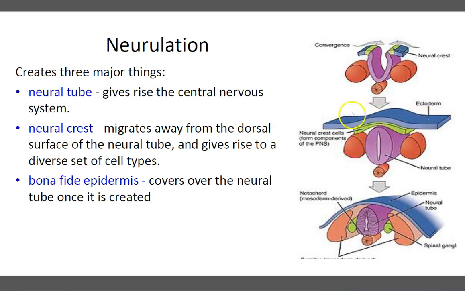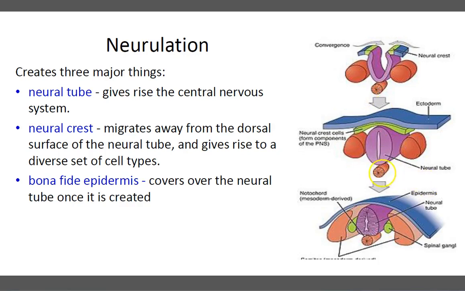So now the ectoderm is a complete epidermis. And then below that, you have the neural crest, which will become part of your peripheral nervous system. And then below that, you have the formation of the neural tube, which will form your spinal cord later on. The notochord is not part of your central nervous system.